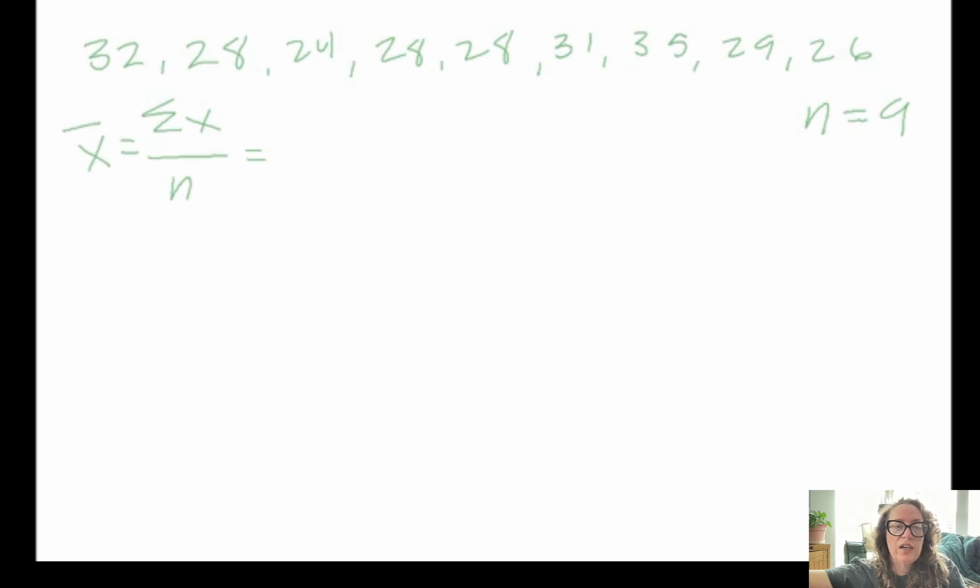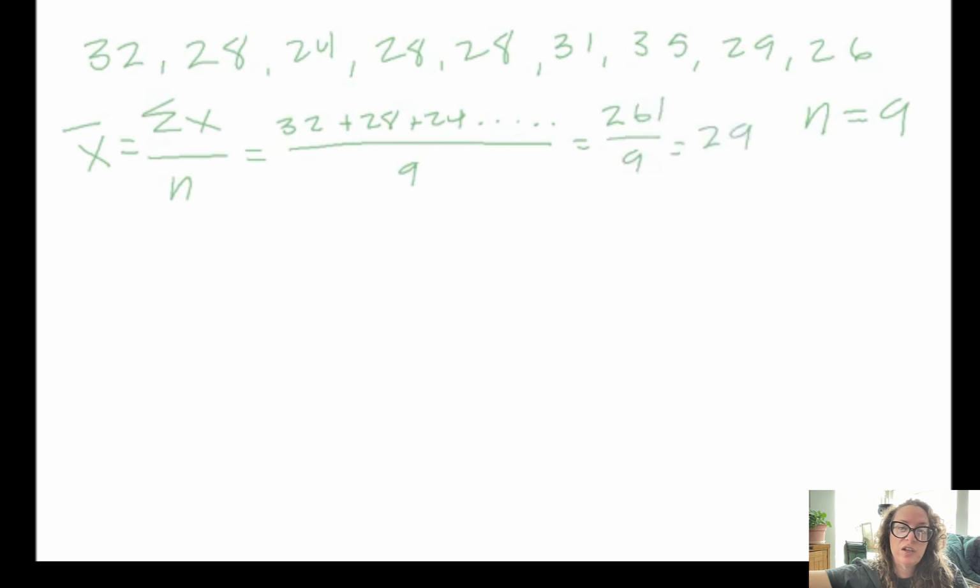So we would add 32 plus 28 plus 24, and we would go on and include all of the values here. Then we're going to divide by 9, because that's how many values we have. We sum all 9 values and divide by 9. That's going to give us 261 over 9, which gives us a mean of 29. Okay, easy enough. So there's our mean, just the average.